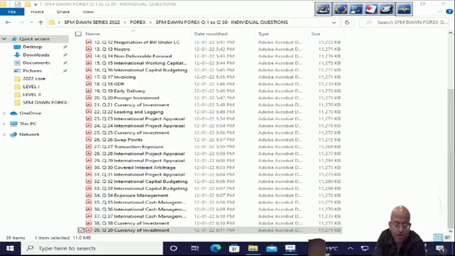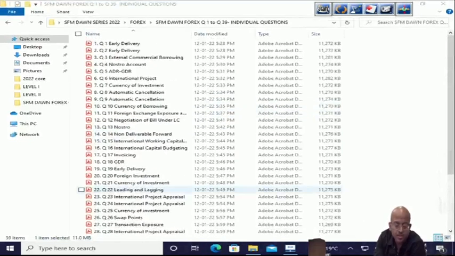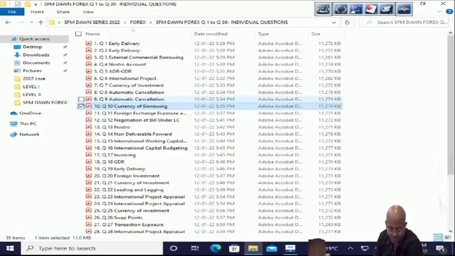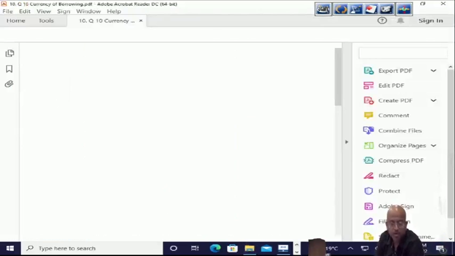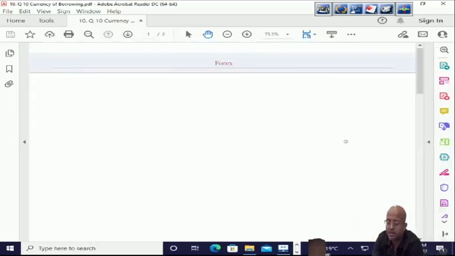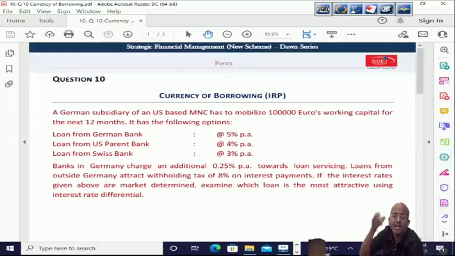Let's go to currency of borrowing, question number 10. That day I had the complete PDF and I was finding it difficult to go up and down. Today I have it all sorted, a separate PDF for separate questions. So question number 10, currency of borrowing. A German subsidiary of a US based MNC has to mobilize 1 lakh euro working capital for the next 12 months.